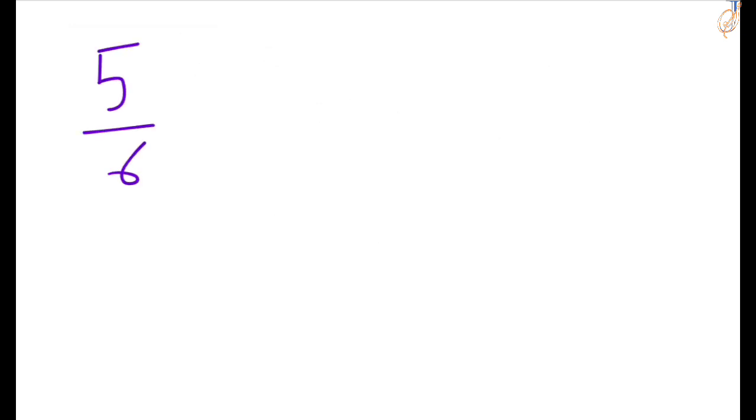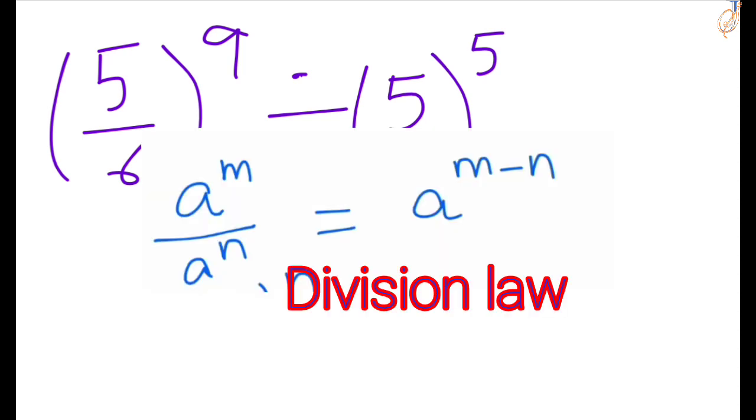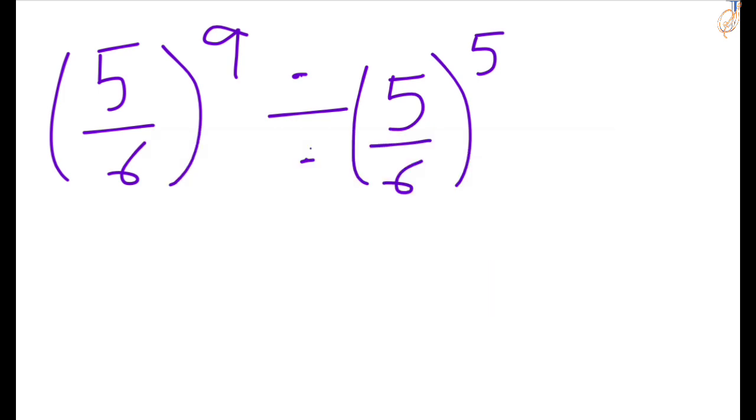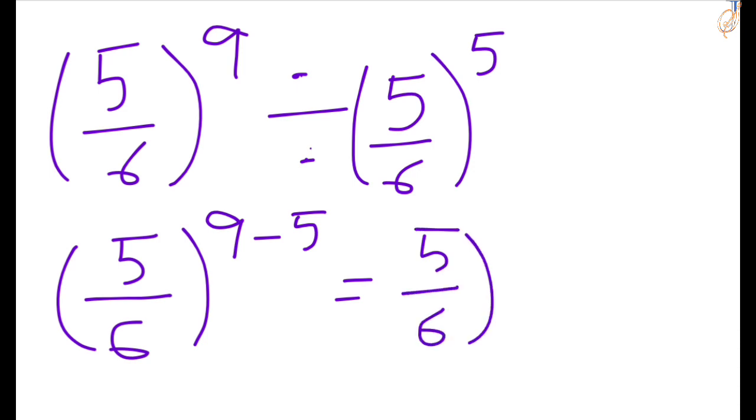(5/6)^9 divided by (5/6)^5. We have the same base and we are doing division. When we are dividing with the same base, we can subtract the powers. That is our law of exponents. Use 9 minus 5. So (5/6)^(9-5) is (5/6)^4. So simply solve like this.